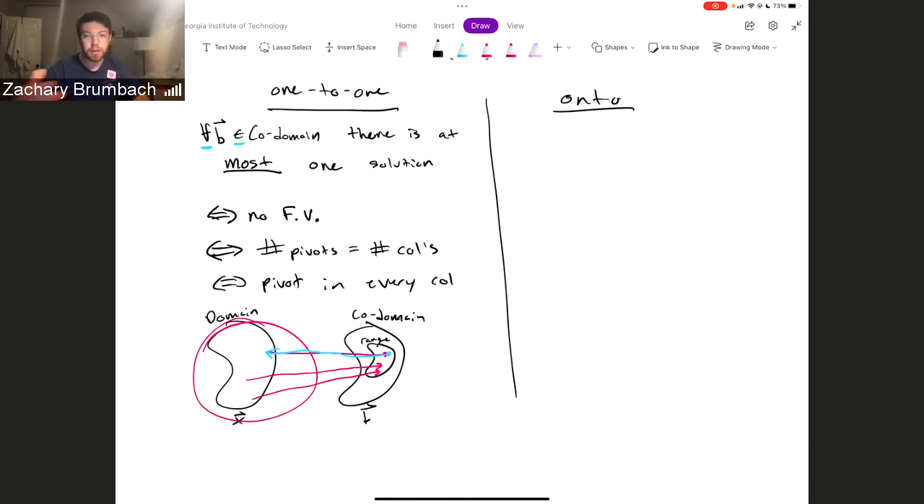Again, in the slides, I encourage you to go back and look at the lecture notes. There's a list of equivalencies that all mean the same thing for one-to-one. The big thing here is no free variables and number of pivots is number of columns. But the way that they'll ask you this in a true or false question or a short answer question will be like this.